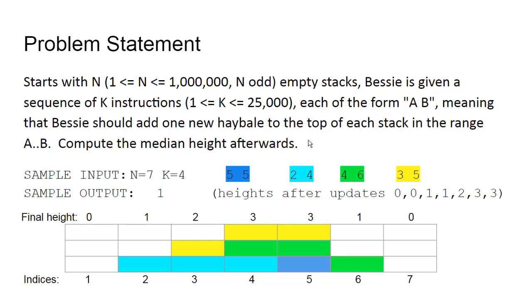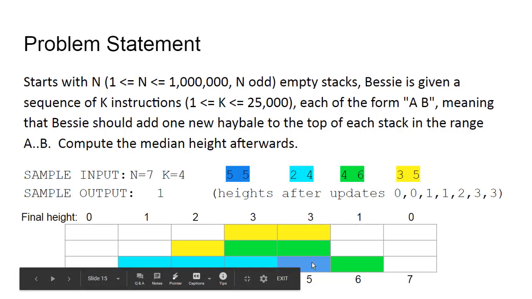So let's look at the sample. We have n equals 7, so we have 7 haystacks with indices from 1 to 7. This question uses a 1-based index instead of 0, so indices start at 1. And k is 4, so there are 4 instructions. The first instruction is 5-5, so I use the blue color to indicate this instruction. After this blue instruction is executed, one haybale is added at index 5. So basically here, this guy.